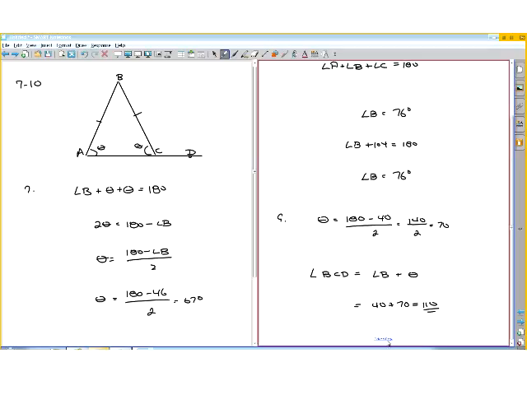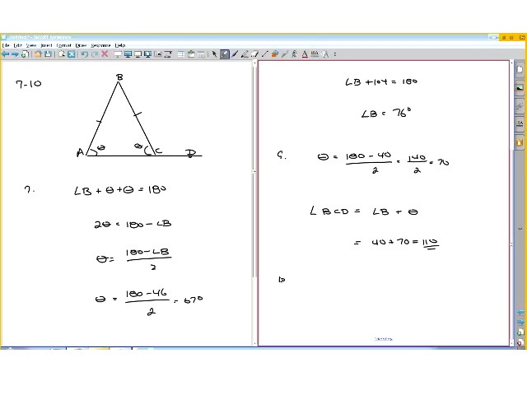Okay, so that's right. I thought I got it wrong. Okay, number 10. What is the measure of angle B if BCD measures 100? So it's kind of going backwards.